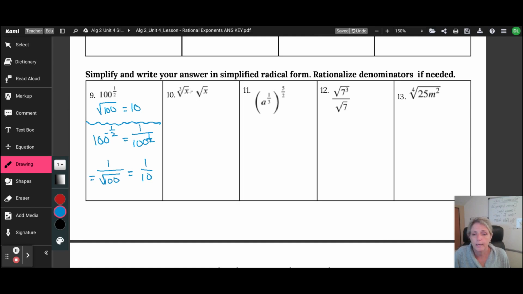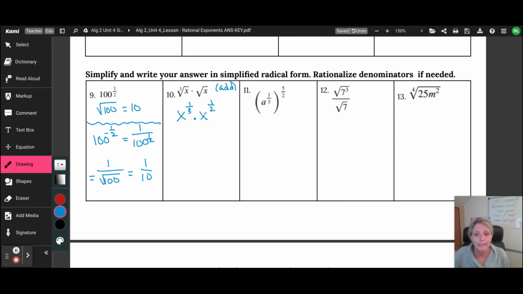In the next one, we have the cube root of x times the square root of x. And so we are going to write those in exponential form. So x to the 1/3 times x to the 1/2. Now, the reason I did this is because a cube root and a square root, I can't multiply them. They're not like terms. So if I convert them to exponential form, now I have the same base. And we can remember that when we are multiplying our bases, we have to add the exponents.